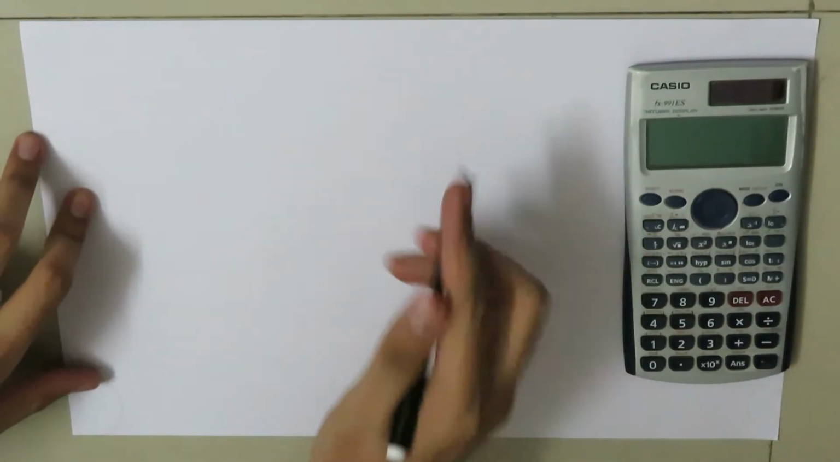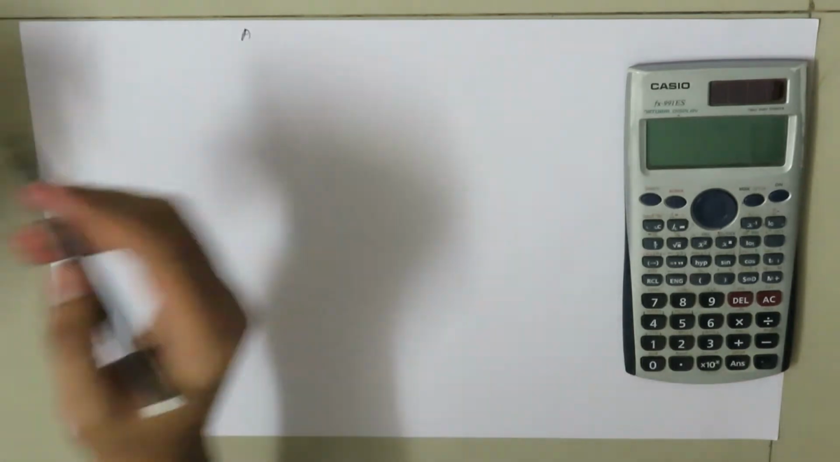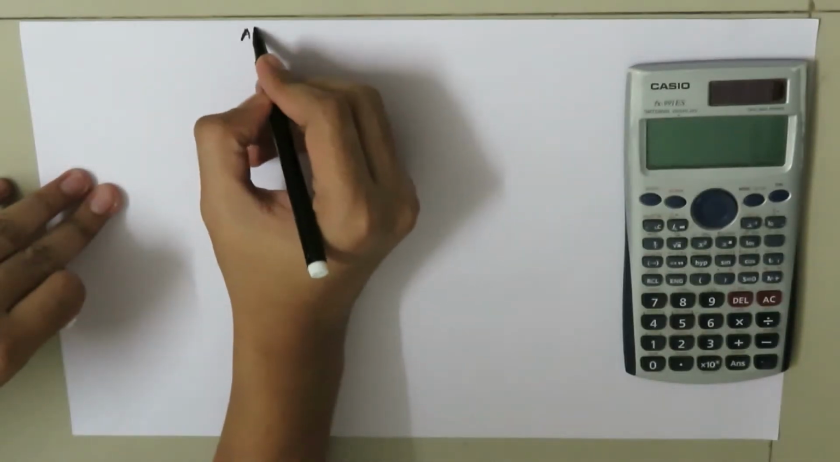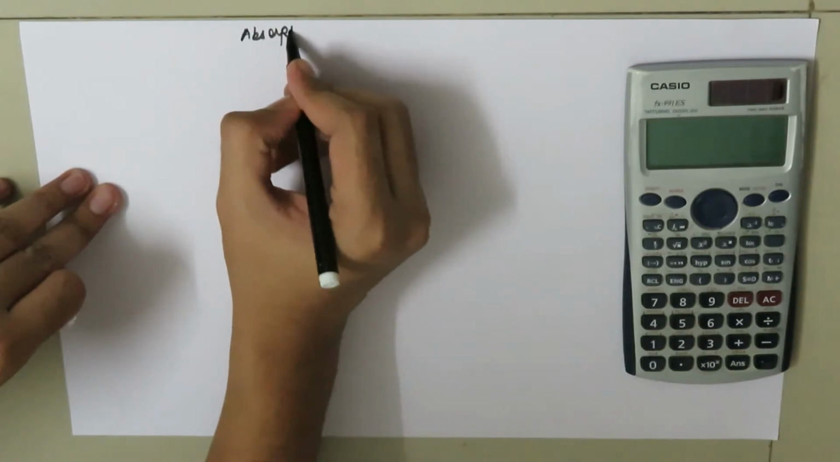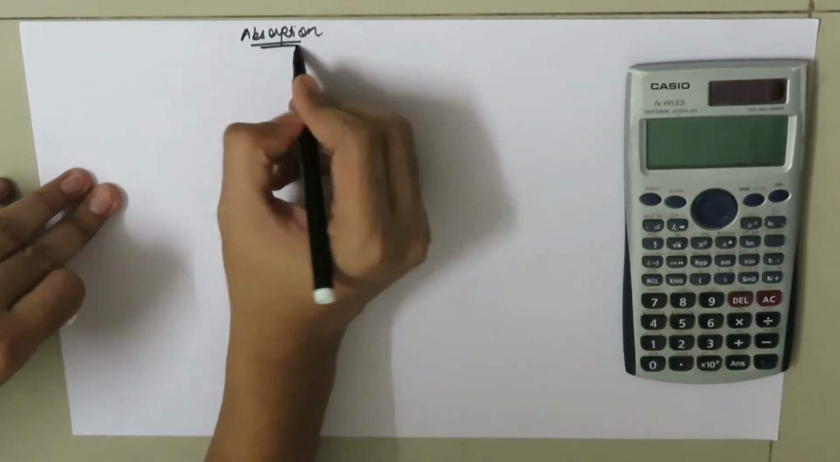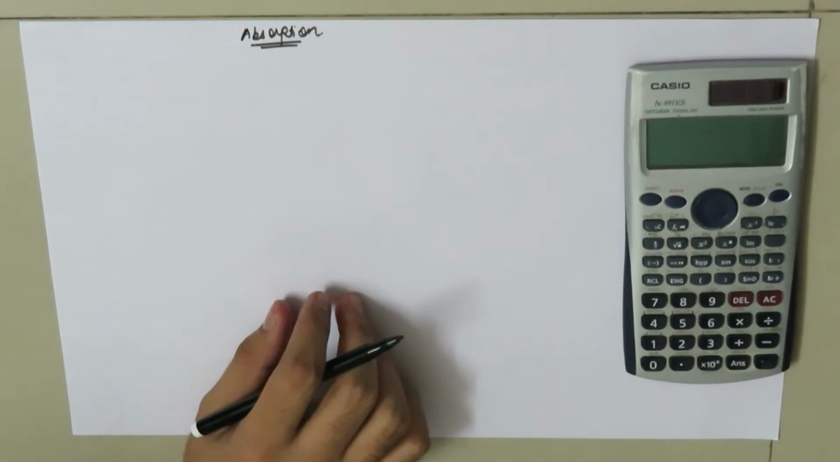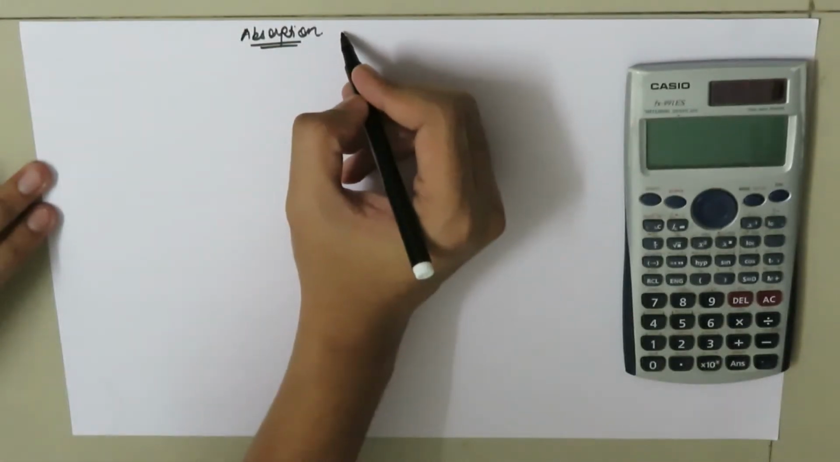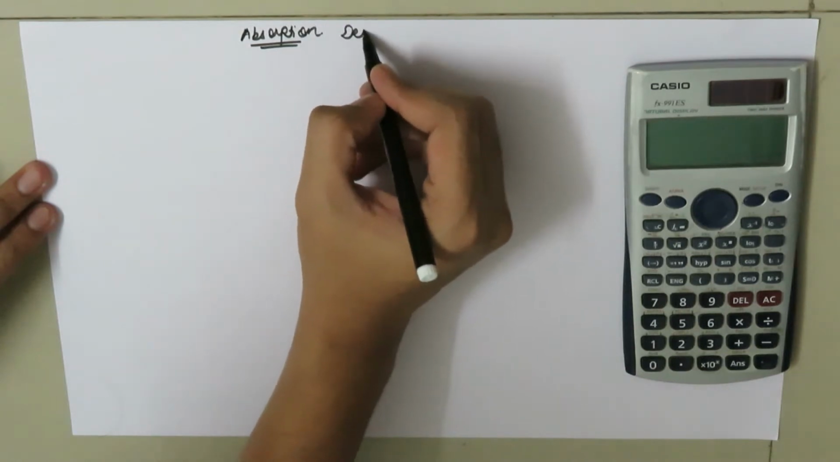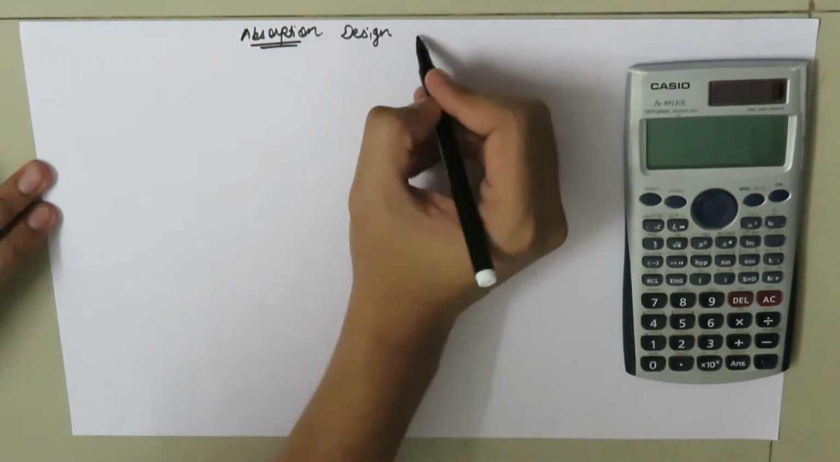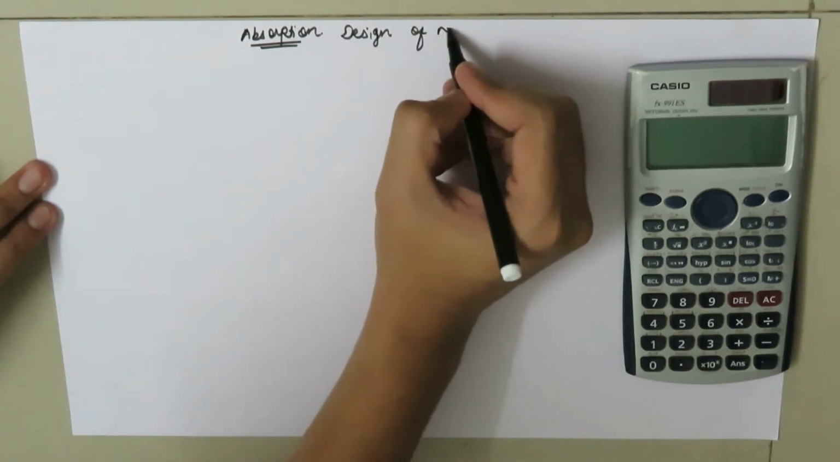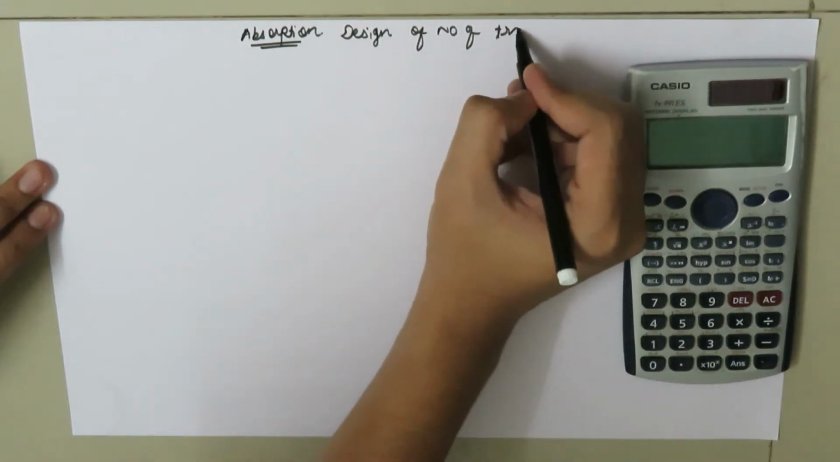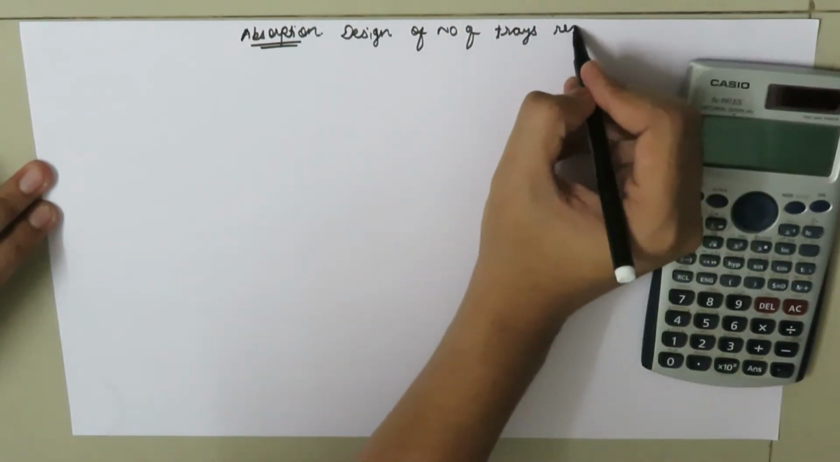Hi, and today we are going to study the concept of absorption, and mainly we are going to focus on the designing of the number of trays. This is regarding the designing of the number of trays required.